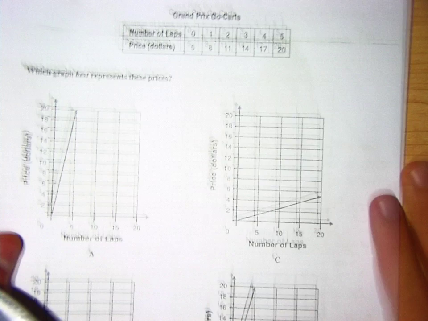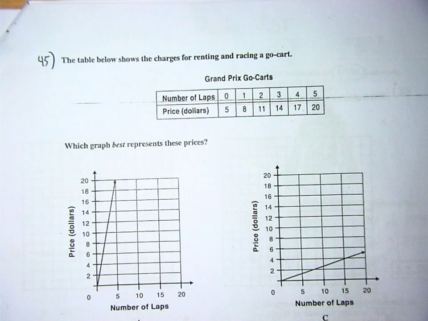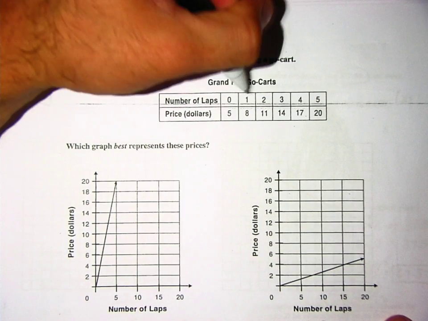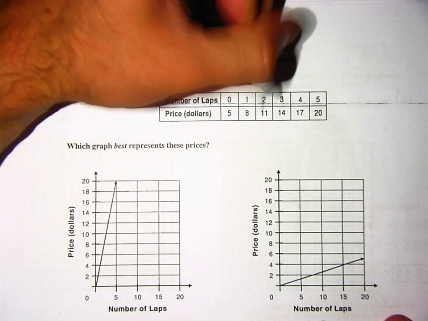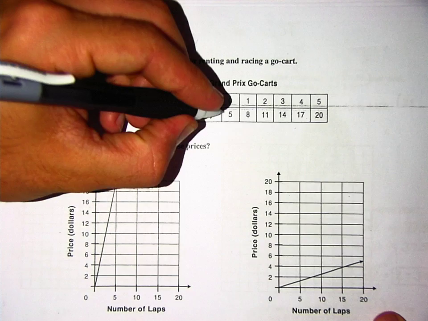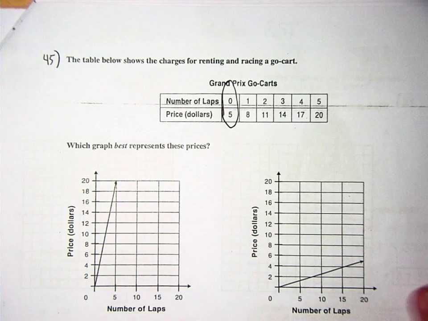Next, we have 2 questions left for the CST. The table below shows the charges for renting and racing a go-kart. So 0 laps is $5, 1 lap is $8, 2 laps is $11, 3 is $14. It's asking which graph best represents the prices. I'm going to start by looking at this first information, which seems really important. 0 laps costs $5. That means just to get in the car costs $5.